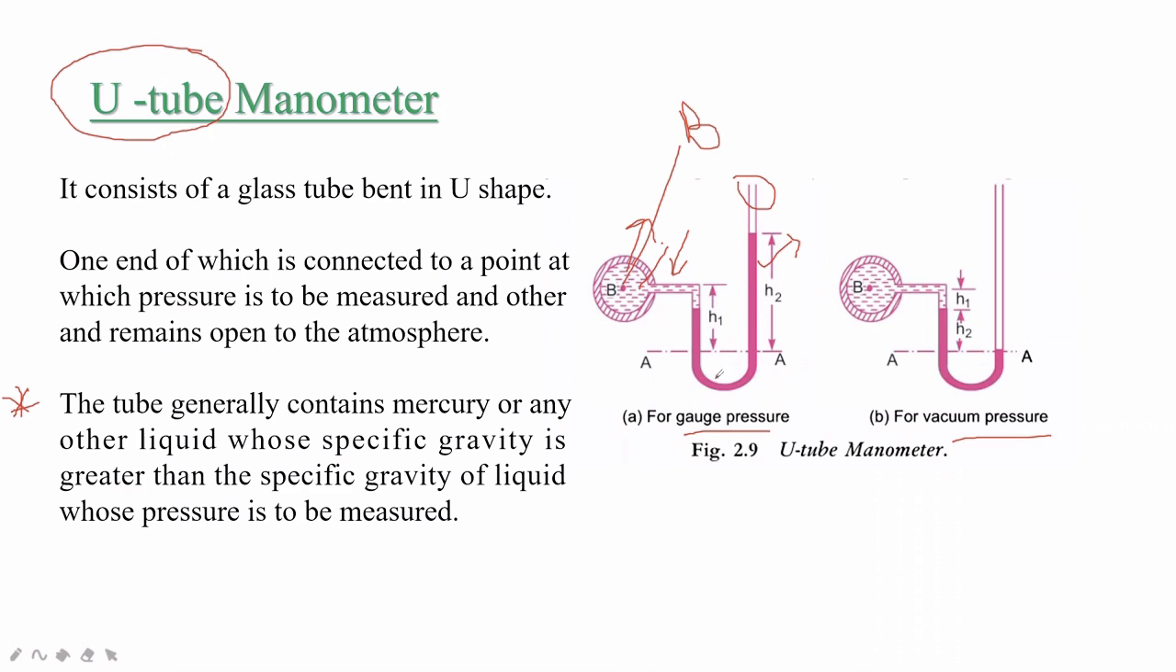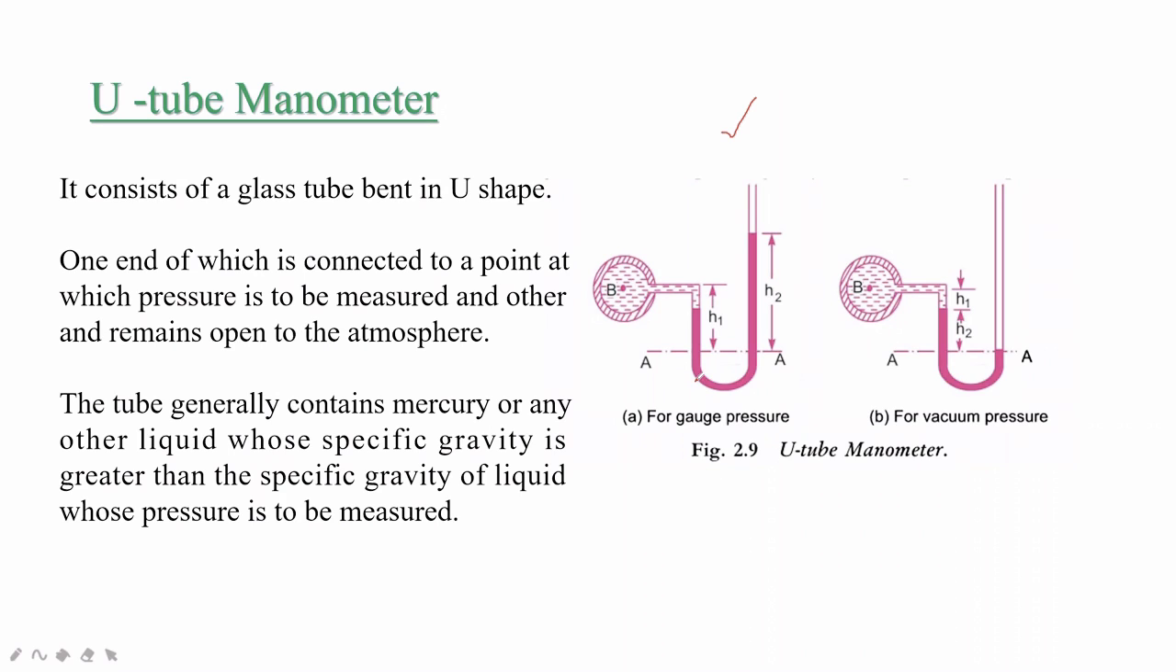So for gauge pressure this is the system, and for vacuum pressure this is the system. So this H1 is what? This is the distance from here to here. They have taken A as datum. We'll just note this. In future slides you will know what H1 and H2 are. So this is the U-tube manometer. Because of the glass tube bent in U shape, it gets the name U-tube manometer.